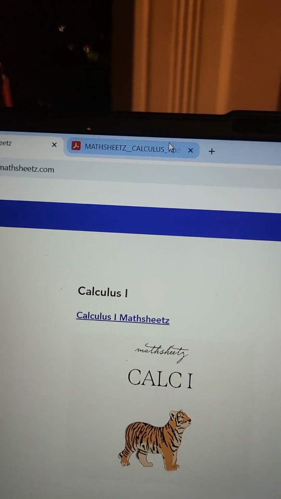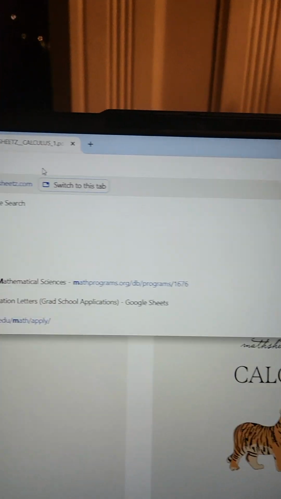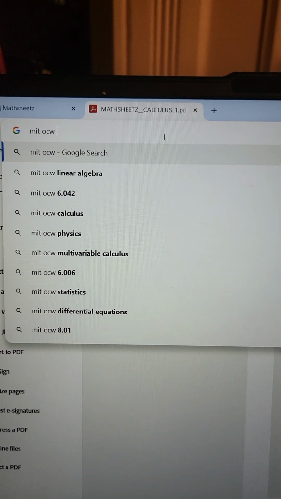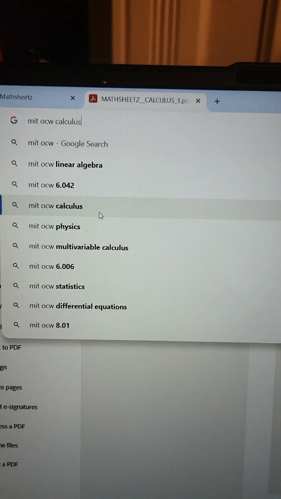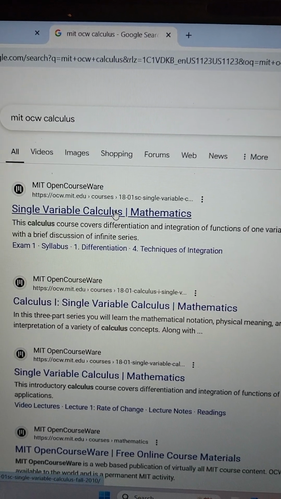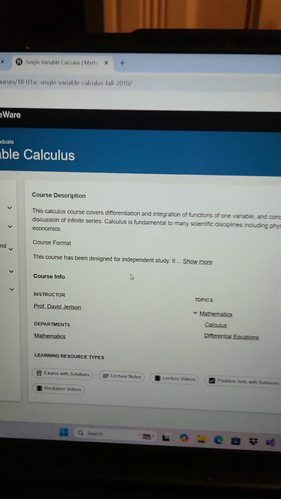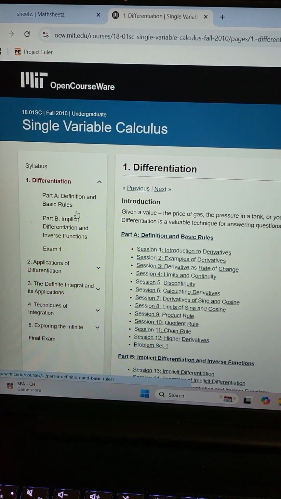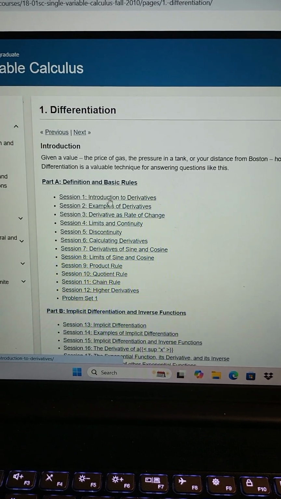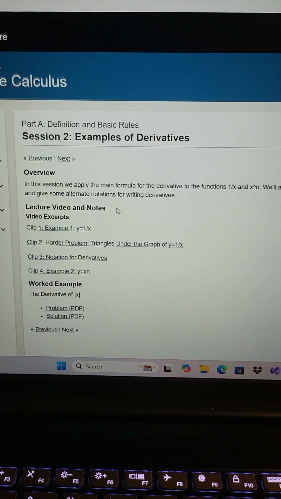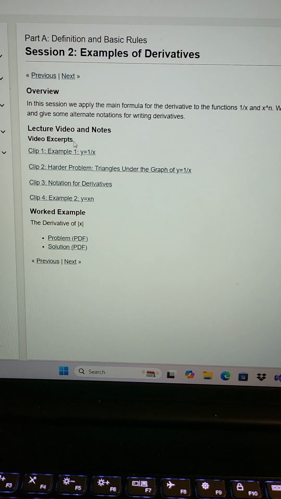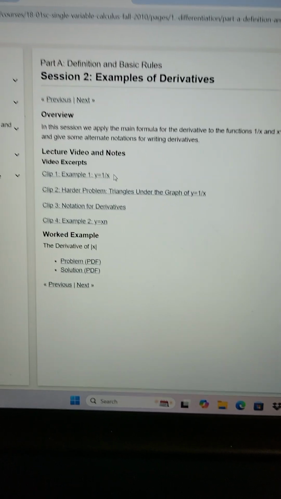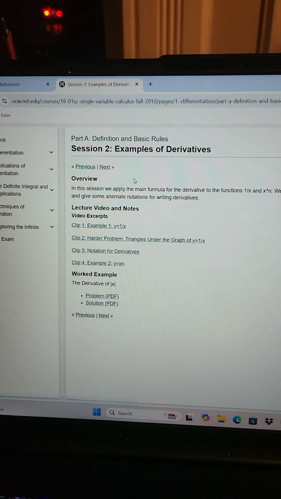And then another good resource that I'll recommend, this is not my own resource, but it's MIT OpenCourseware. So if I search up MIT OpenCourseware Calculus, it's this third option here. Then basically I can go to MIT OpenCourseware and I can click on the course description, and I can look at all these different elements. Let's look at session 2 of examples of derivatives here. It's going to have some videos, and then it's going to have a worked example and a problem and a solution. And so you can just go through an entire course for free, an MIT level course.